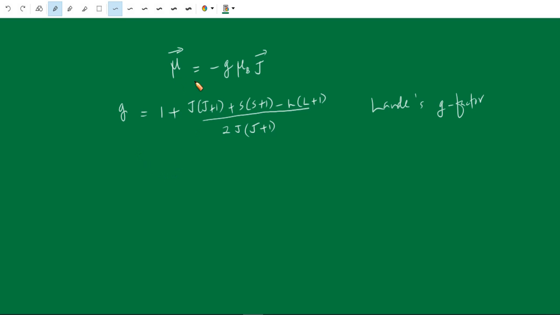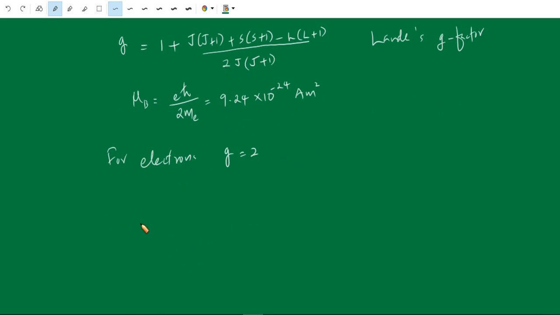Okay, and in this expression mu_B is the Bohr magneton. The Bohr magneton is given by e h-bar divided by 2 times the mass of the electron. This value is 9.24 times 10 to the power minus 24 ampere meter square. And J is the total angular momentum. For electrons, g is equal to 2.